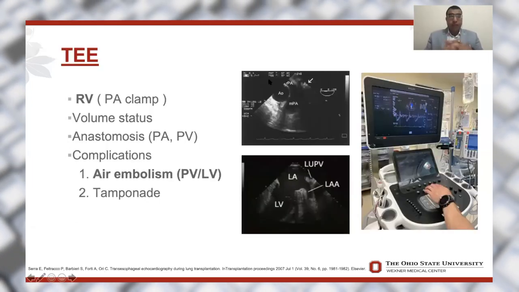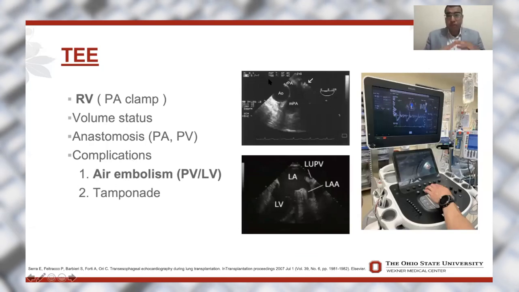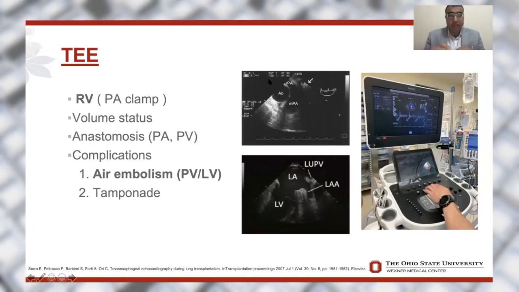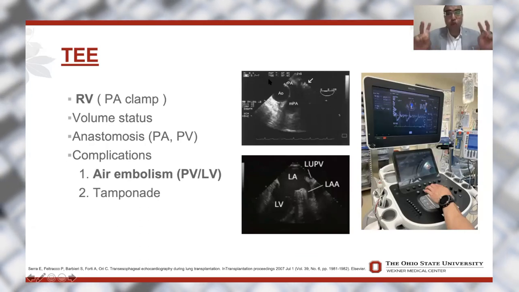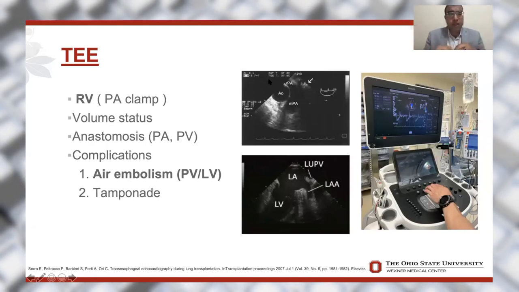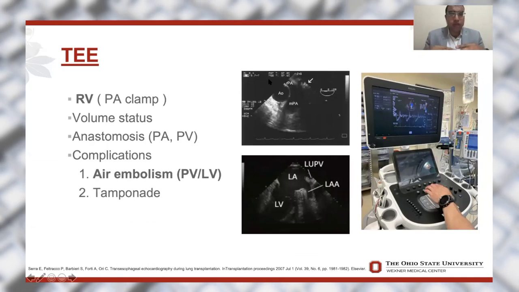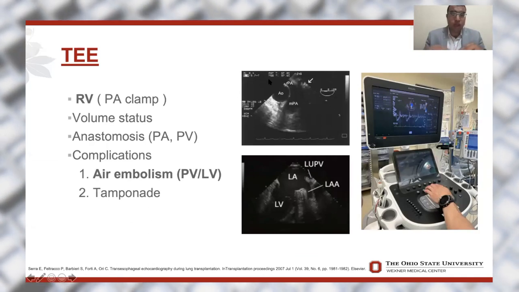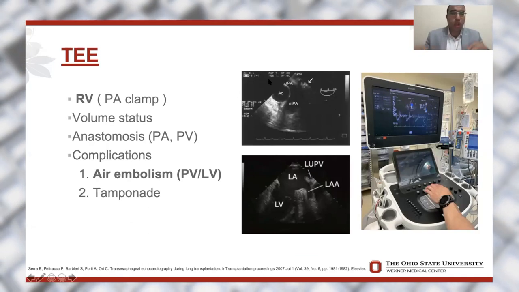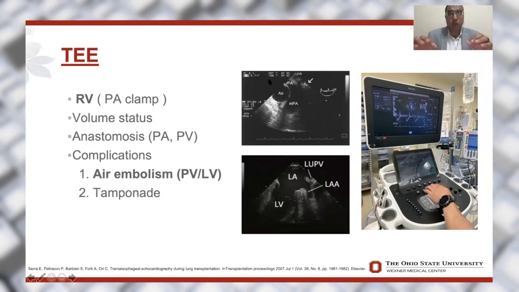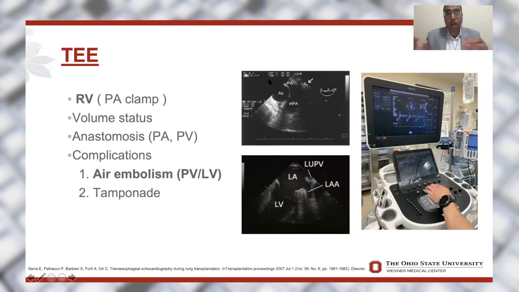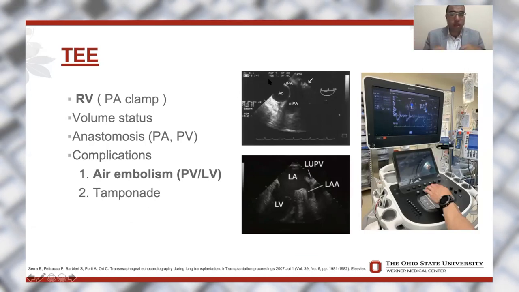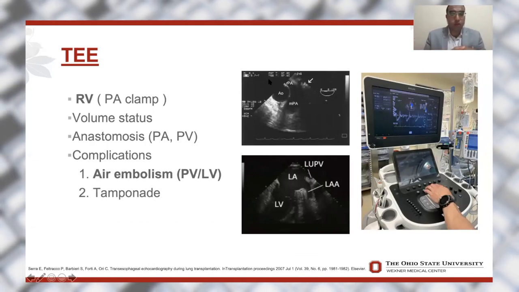The role of TEE, transesophageal echo, is very important in lung transplant to assess the RV. All through the operation you should watch the RV. Also, it's important for assessment of the volume status, as in all thoracic surgery. We tend to keep the patient, I will not say hypovolemic, but euvolemic or a little bit hypovolemic, to avoid pulmonary edema or excess lung water.